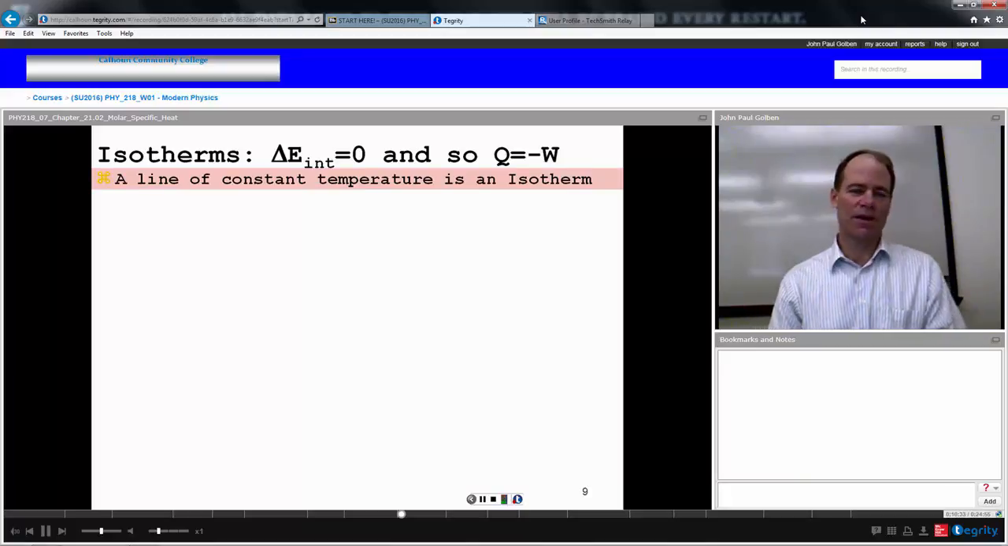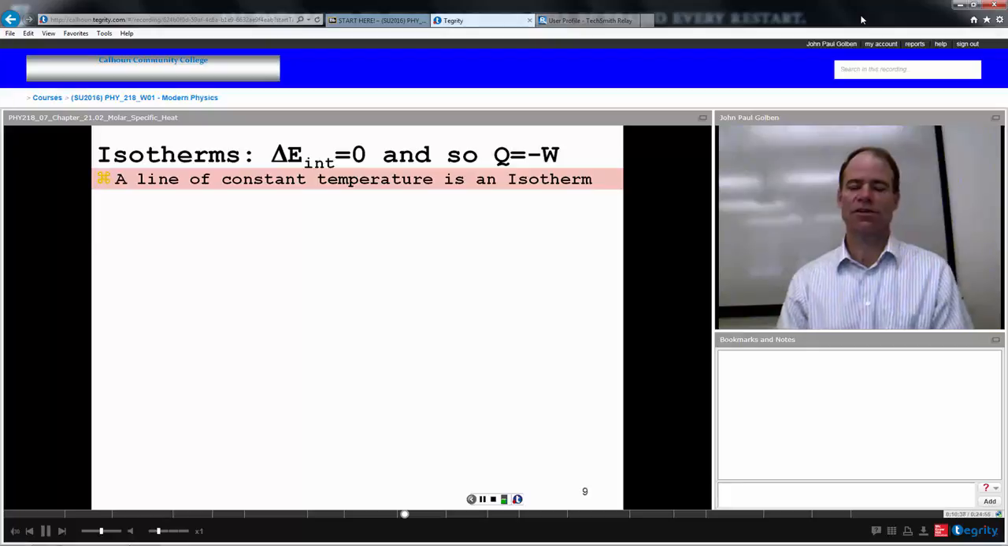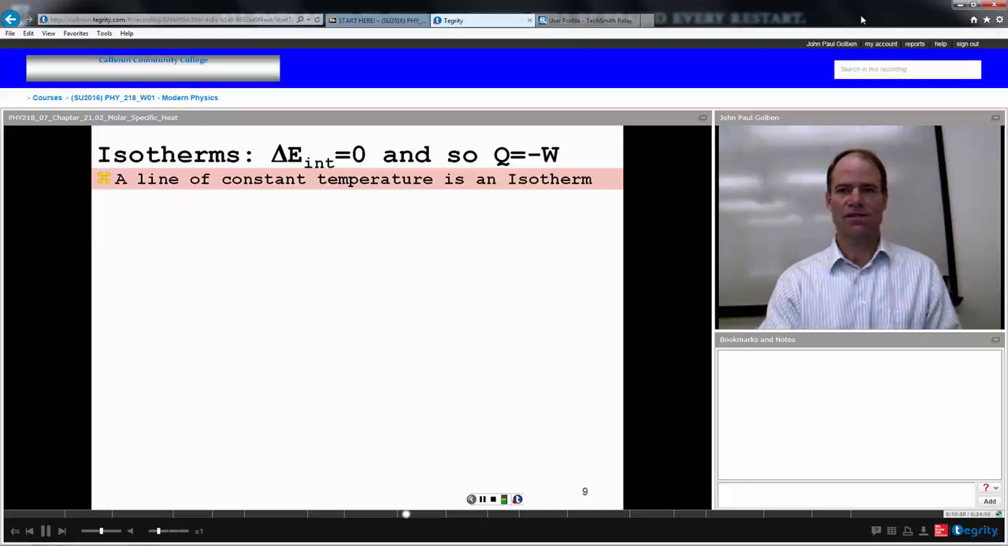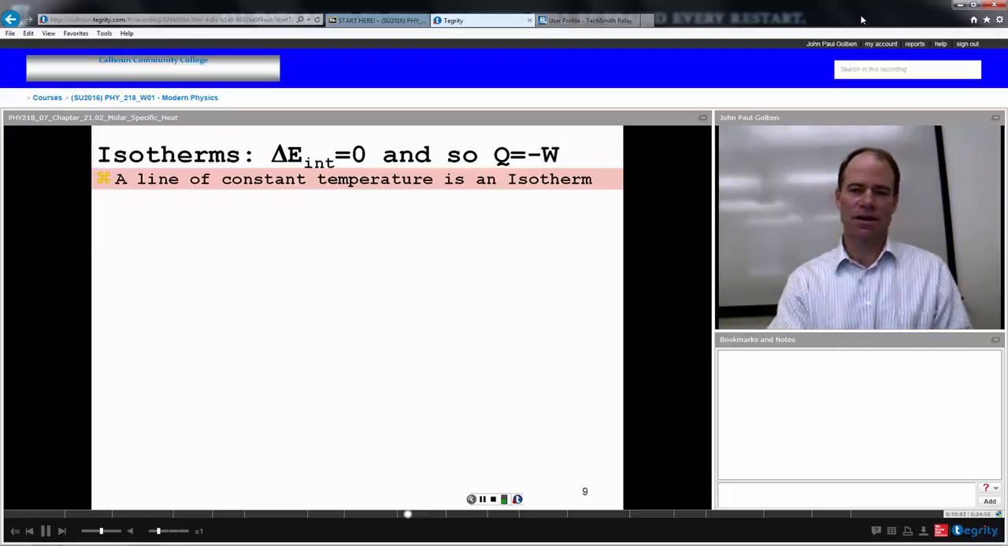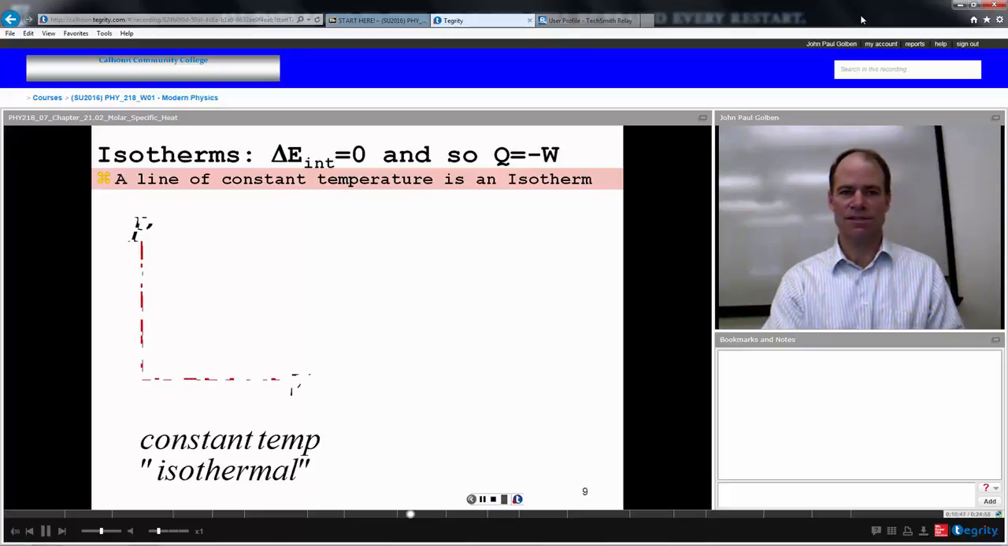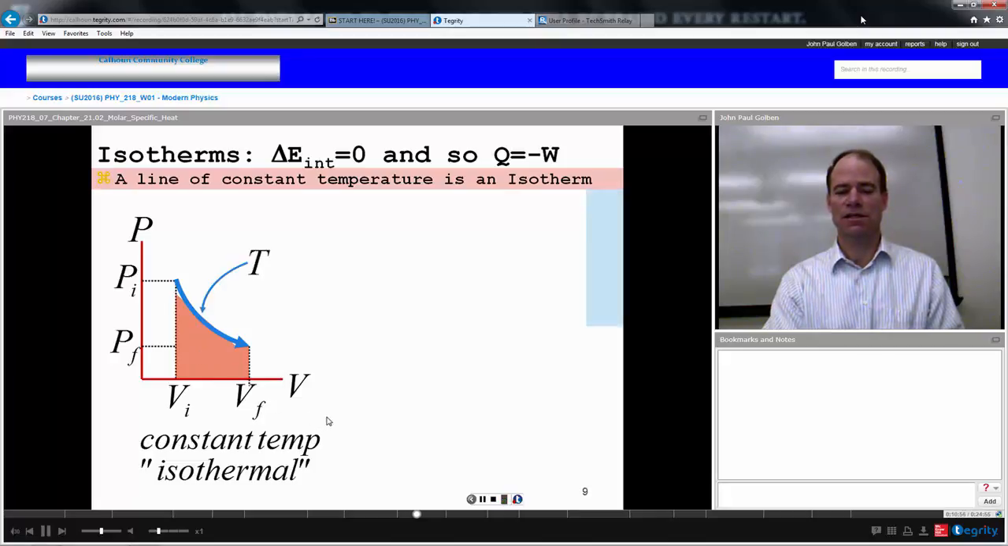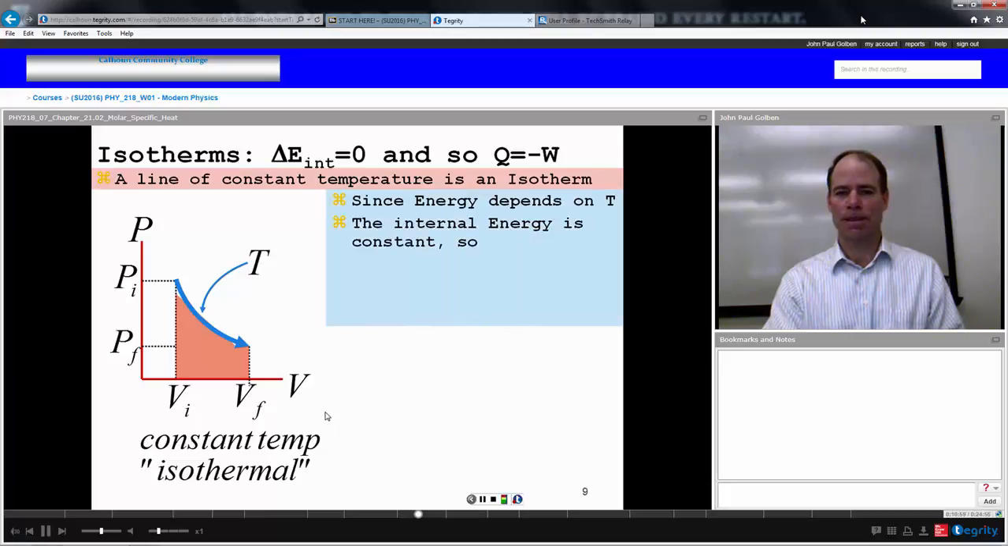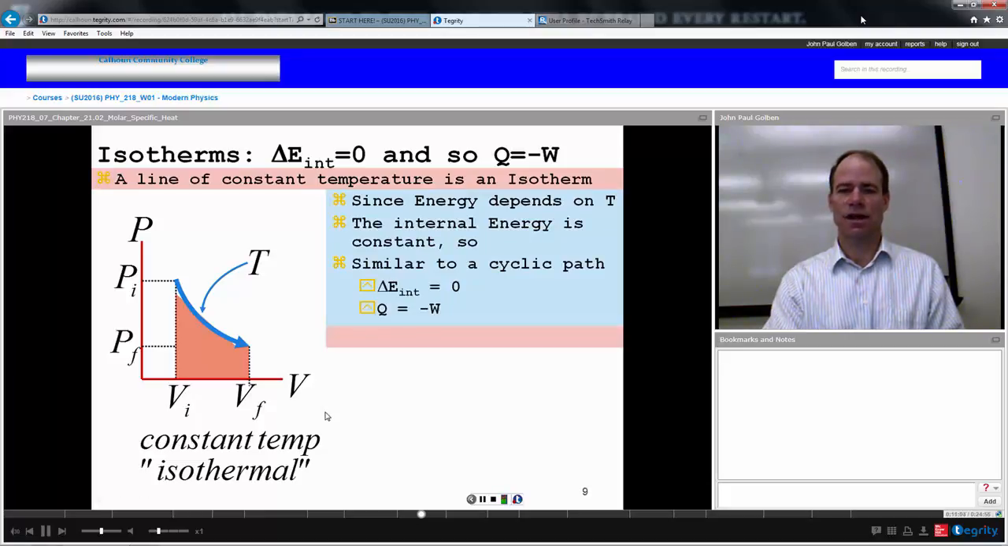Reviewing our PV diagrams, continuing this, if we look at isotherms, our change in internal energy is equal to 0. So in that case, by the first law, our heat added will be equal to the negative work done on our gas. So for isothermal, the work done will be equal to the negative of the area underneath this graph. And we've calculated that before. Change in internal energy 0, Q is equal to negative W.